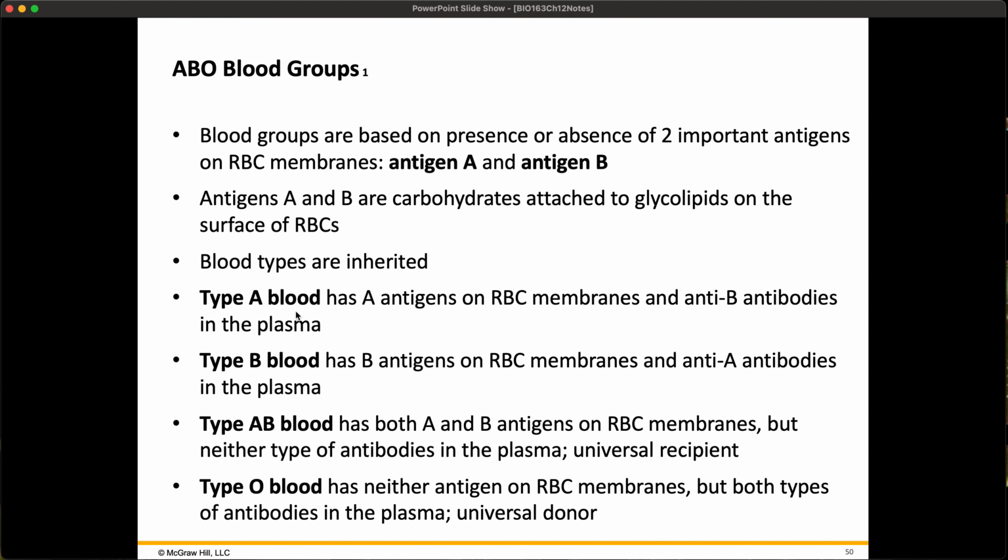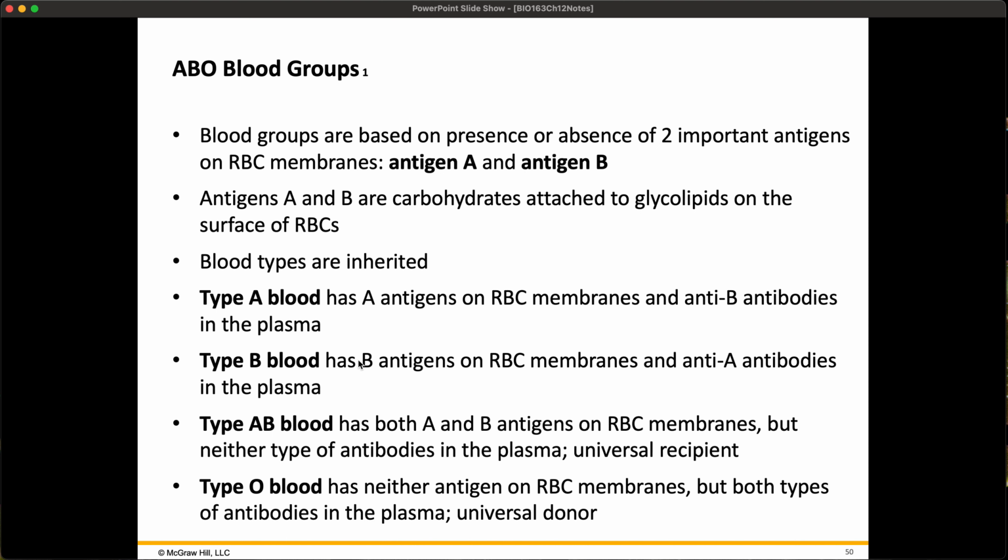Type A blood has A antigens and anti-B antibodies. And that's how we kind of phrase this. So go ahead and listen to that a couple of times, read it to yourself a couple of times. Type A blood has A antigens on the red blood cell and anti-B antibodies in the plasma. And these anti-B antibodies, it means that it has these proteins in the serum plasma that are going to attack any B antigens that it sees.